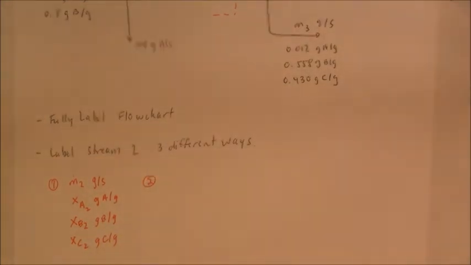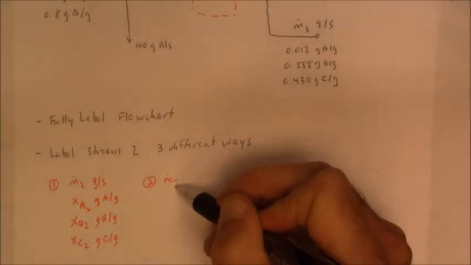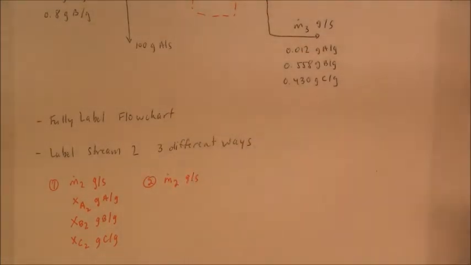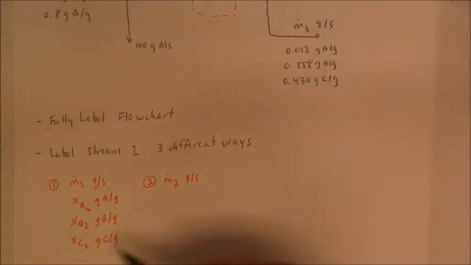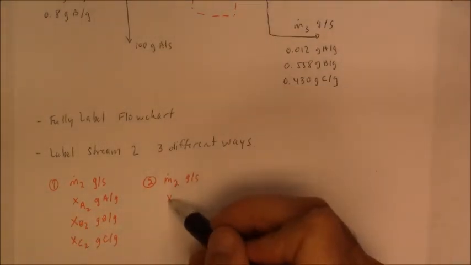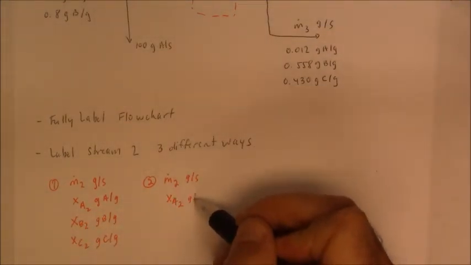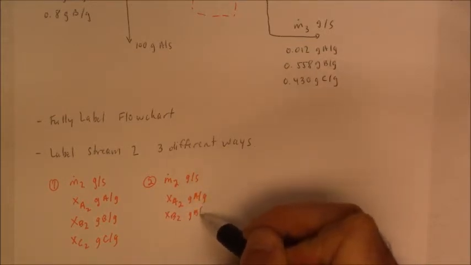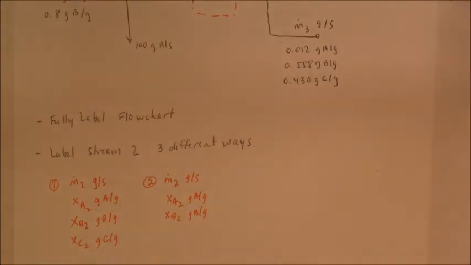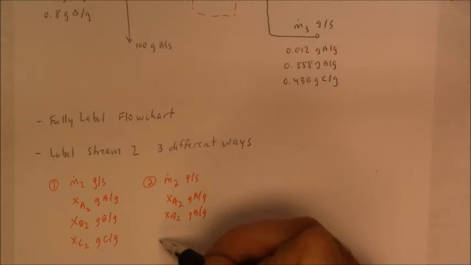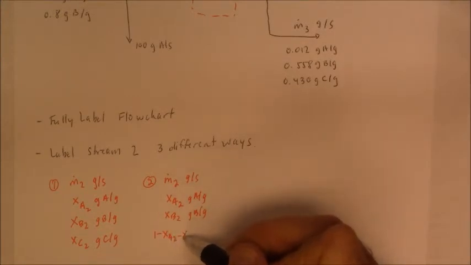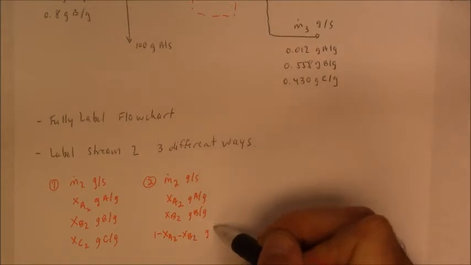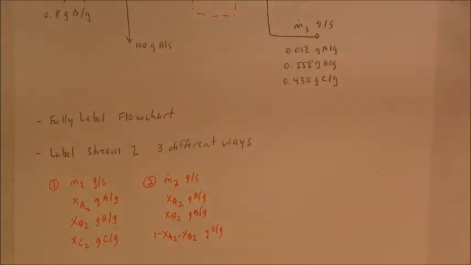All right, the second way we can label the process is very similar. We're going to have a total flow for this process, grams per second, and then we'll label A and B the same, so we'll have XA2 grams A per gram, XB2 grams B per gram, and now instead of writing XC, I'm going to apply the process constraint that the sum of the compositions equals 1. So the composition of C is going to be 1 minus XA2 minus XB2 grams C per gram.